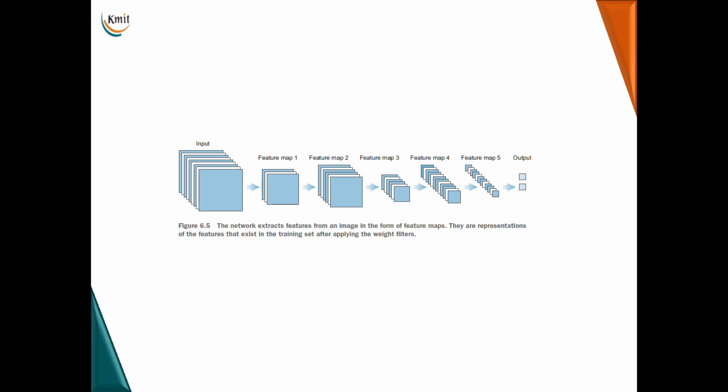So let us understand what we mean when we say pre-trained network. When we are training a convolutional neural network, the network extracts features from an image in the form of feature maps, outputs of each layer in a neural network after applying the weight filter. These feature maps are nothing but what? Outputs of each layer in a neural network after applying the weight filters. So this is what transfer learning generally is and how it generally works.